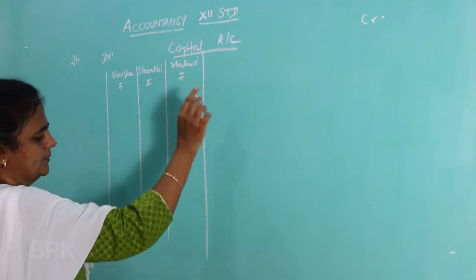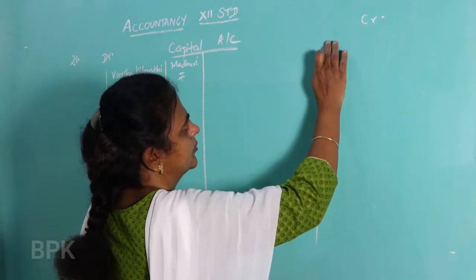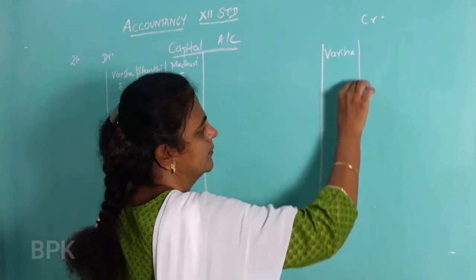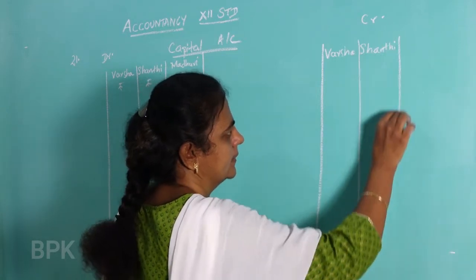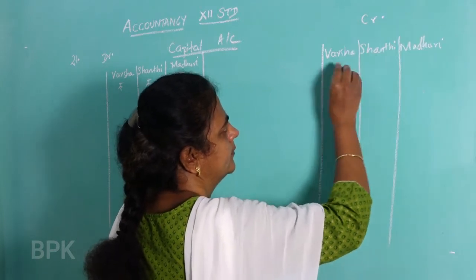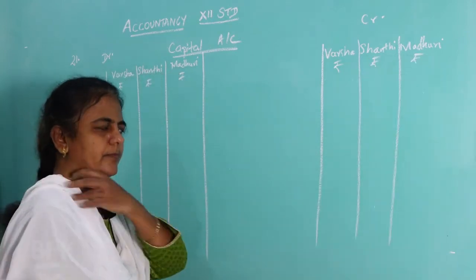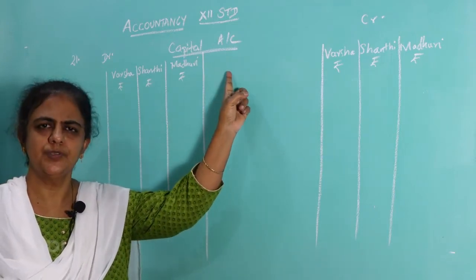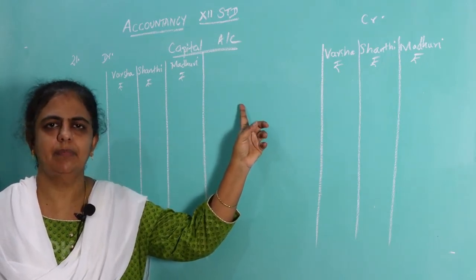Rupees. So here also, right. Varsha, Shanti and Madhuri. Rupees. Okay. What is the first thing you have to keep in mind when you prepare the capital account? As soon as you prepare the capital account, bring down the balance from the balance sheet, that is what is given in the question, the capital account balance.